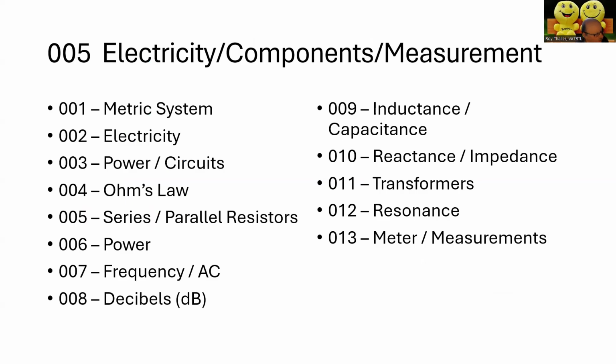And so that concludes the section on electronics. Next week, we'll look at electrical components and measurements. This is when we talk about the metric system, Ohm's law, power, resistors, inductors, and capacitors in series and in parallel. And then we get into frequency, decibels, transformers. Transformers is a relatively new section. We'll talk a little bit about resonance and impedance and reactance and meters and measurement. So that's coming up next week.